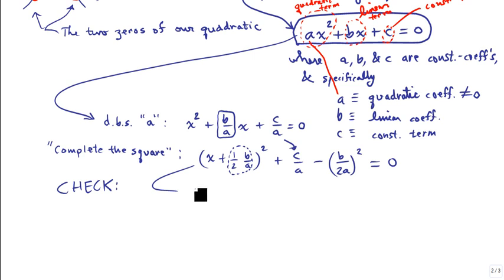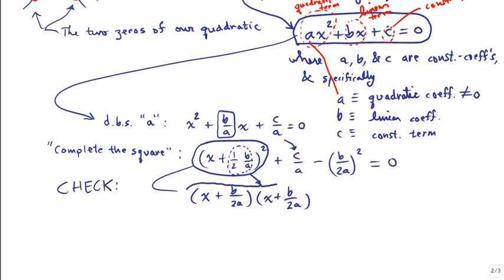If I have x plus b over 2a, being squared, I could write that as the quantity x plus b over 2a times the quantity x plus b over 2a. That's all of this stuff here, plus the c over a, that's this term here, minus the b over 2a squared term, which came from this inner term that I've circled here when you square it.